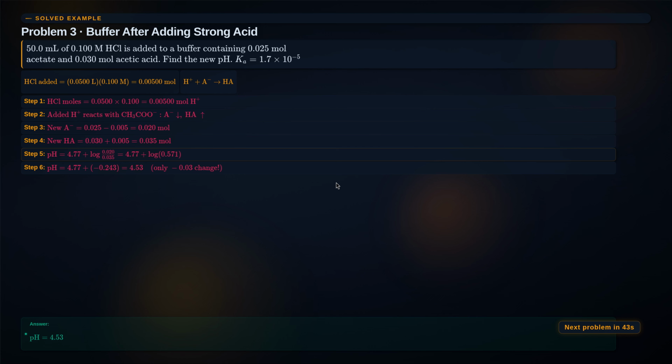Step 5. Apply Henderson-Hasselbalch. pH equals 4.77 plus log of 0.020 over 0.035, which is 4.77 plus log of 0.571, which is negative 0.243. The pH equals 4.77 minus 0.243, which is 4.53. The pH only dropped by 0.03 units, demonstrating the buffer's effectiveness.